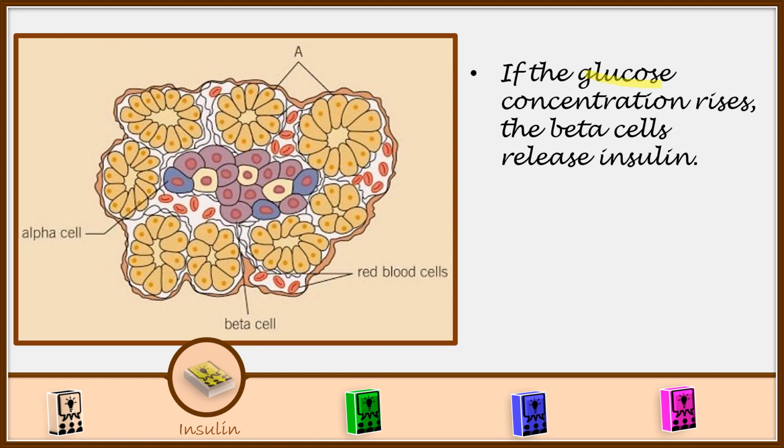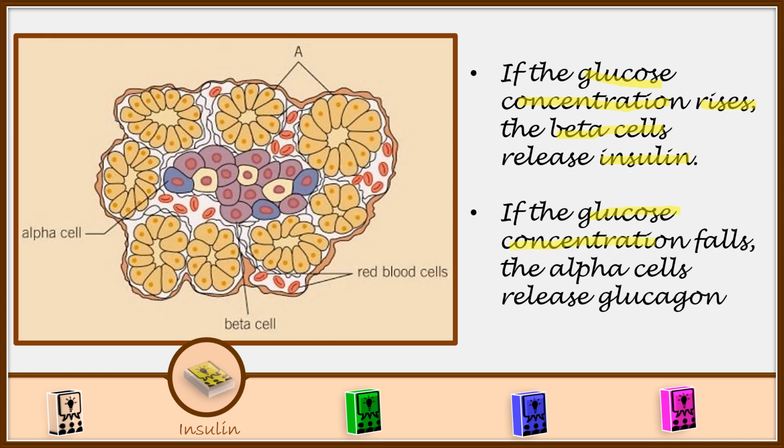If the glucose concentration rises, the beta cells release insulin. That is, if the glucose level rises, the beta cells are going to produce insulin. If the glucose concentration falls, then the alpha cells will release the hormone glucagon. And we know that glucagon, which is produced by the alpha cells, is responsible for breaking down stored glucose into energy.